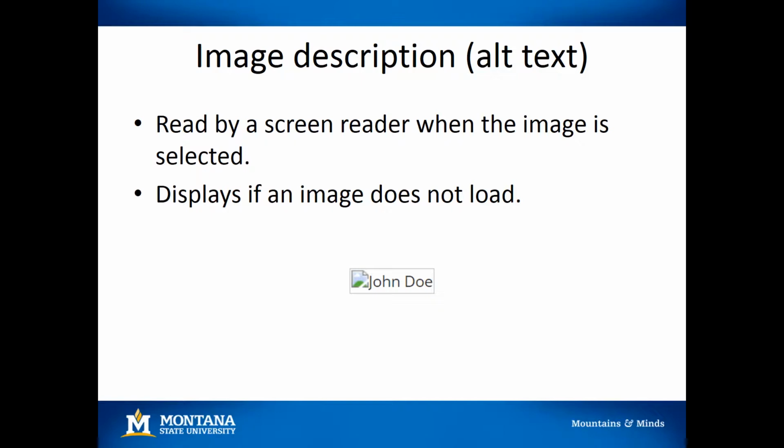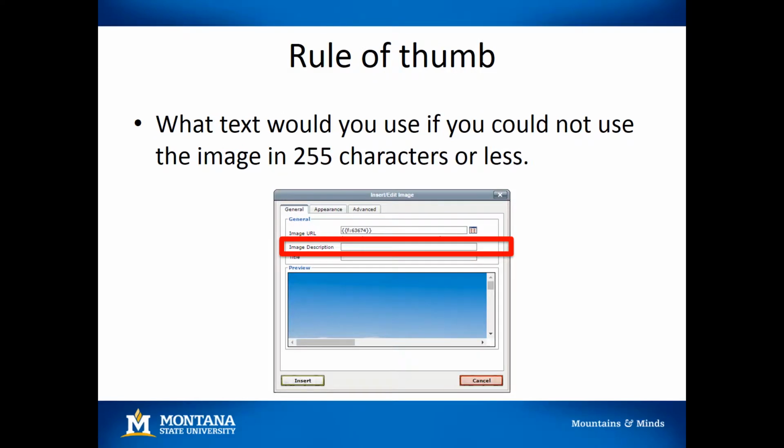So here we're coming back to the idea of universal design. If someone has images disabled or if their browser is unable to load them for any reason, we can see John Doe if that is the image description. We are, as a visual user, able to get more out of this web page than before we worked on web accessibility. My rule of thumb for image descriptions is: what text would you use if you could not use the image, in 255 characters or less? In the CMS, you put this into the image description input field while working inside the Insert Edit Image dialog. And it's highlighted down here in red.